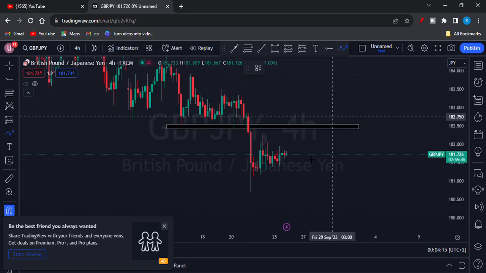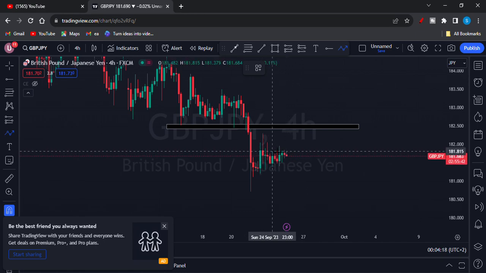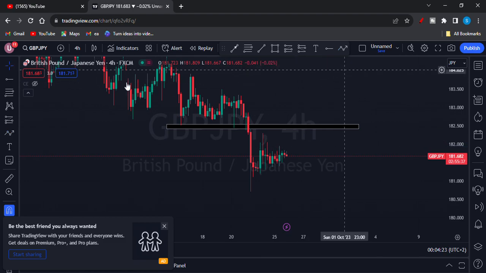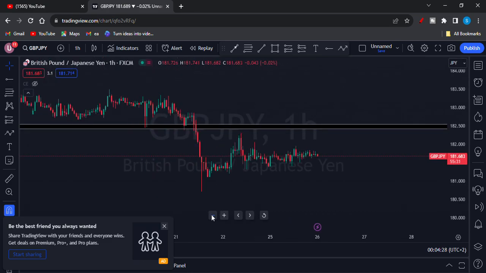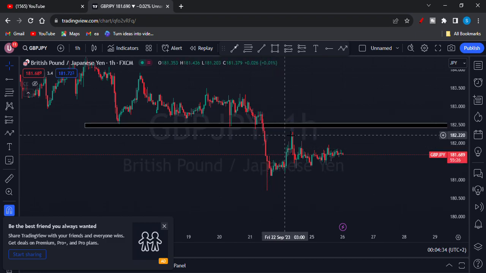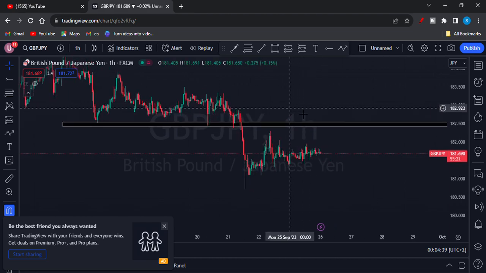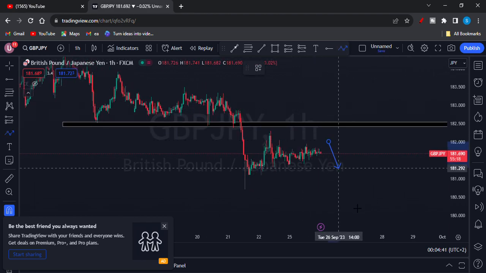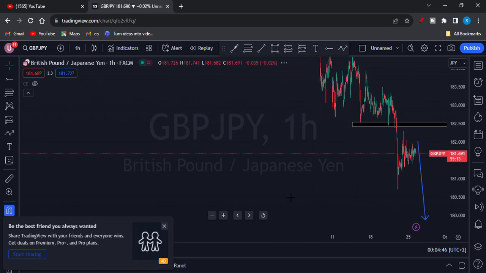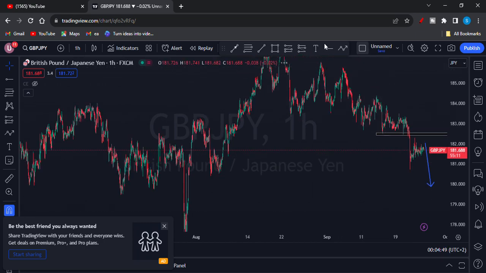So there's a possibility that the market can, before I analyze this, let's go to hourly. So since we broke this support area, we came and then we nearly tapped into this former support area, now being a resistance. Seems like there's a possibility that the market can push to the downside, and then potentially up to there.